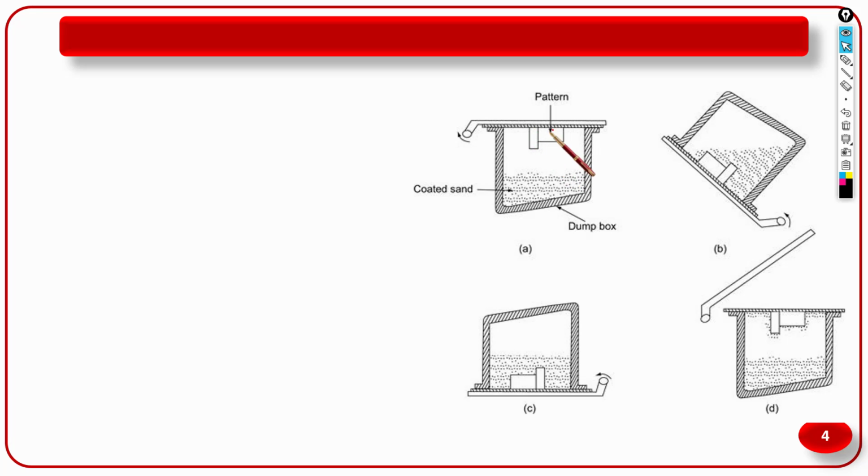This pattern is heated, and after heating, you can see this is the sand with the resin, and this whole box is rotated. When it is rotated, the sand will fall over the surface of the heated pattern, and due to that a layer is formed. Are you getting it? And this is the shell mold. It will have that much strength by which it can sustain the molten metal. When you pour the molten metal in this cavity, this much thickness itself is going to sustain the molten metal.